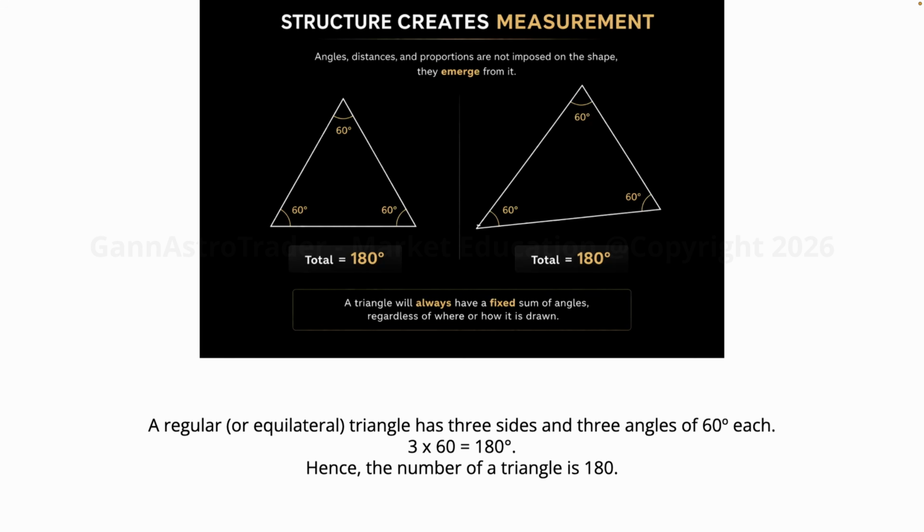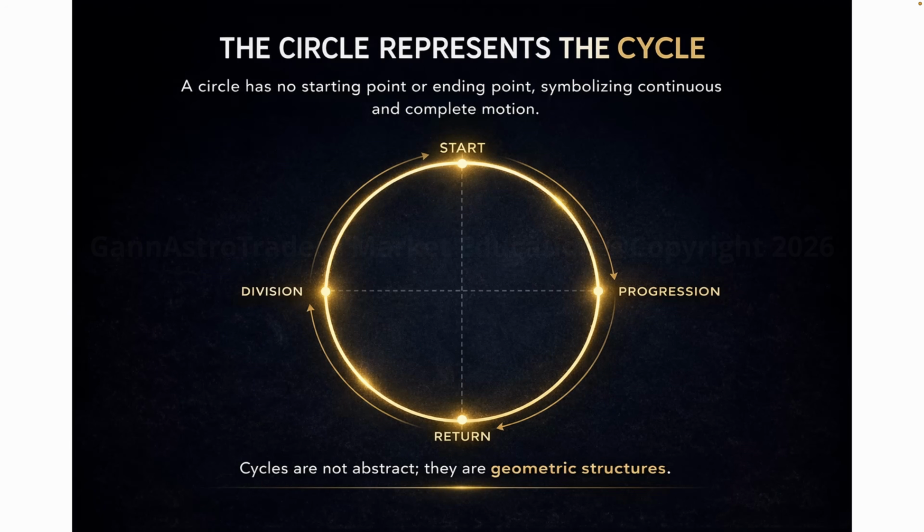For example, a triangle will always have a fixed sum of angles, regardless of where it is drawn. This consistency is what makes geometry reliable. It provides a stable foundation for understanding movement through measurement. Among all geometric forms, the circle holds a special position because it represents completeness.